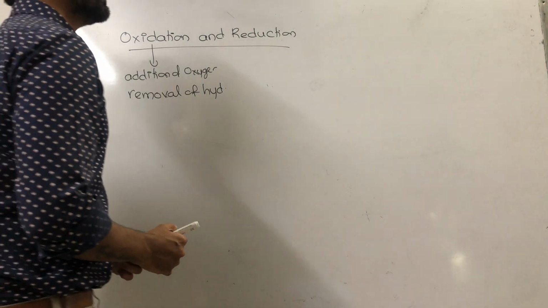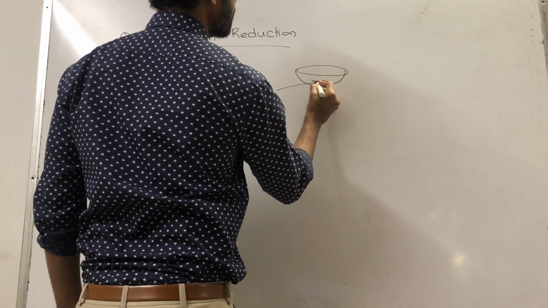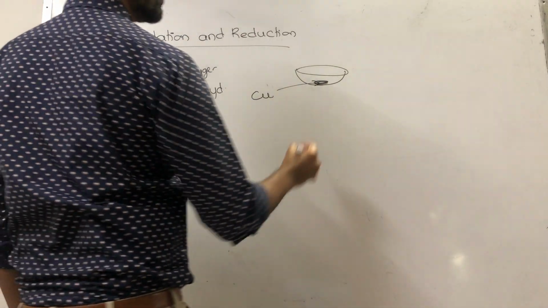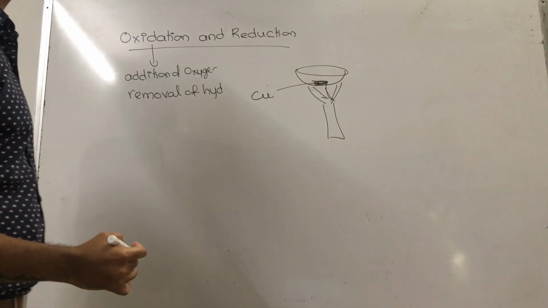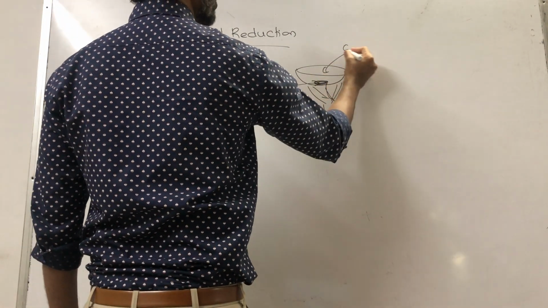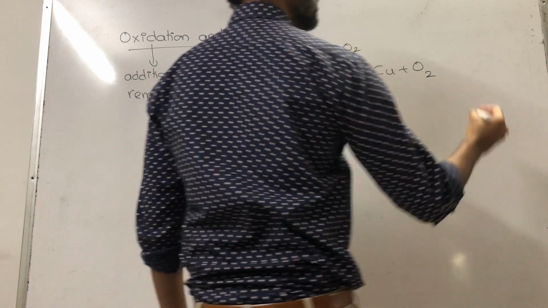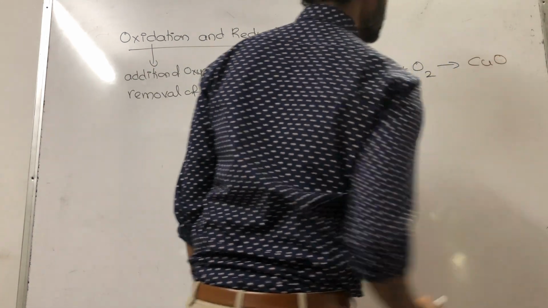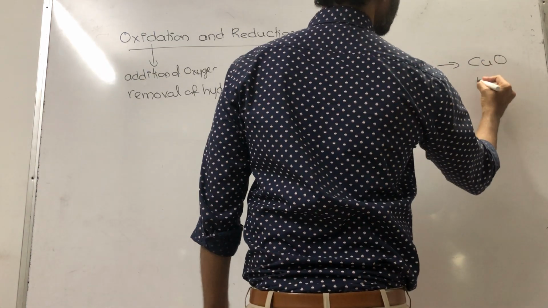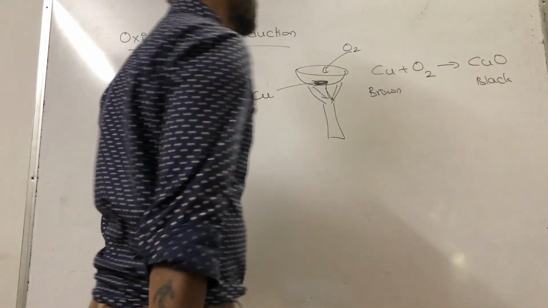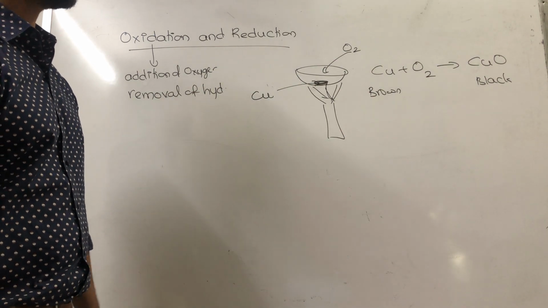What are we doing in the activity? In the activity, we take a china dish. In the china dish, we take copper. We know copper is brown in color. We heat this copper on a burner. When you heat, the copper reacts with oxygen of the atmosphere and it forms copper oxide. We know copper is brown in color and copper oxide is black in color. So what we notice? The brown color copper on heating changes to black color copper oxide.